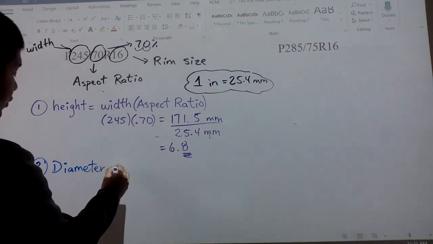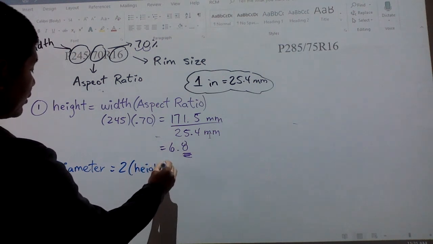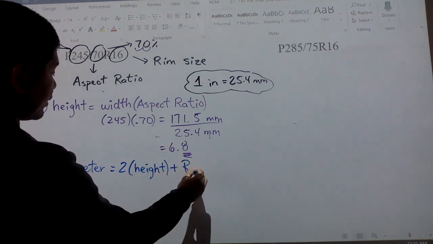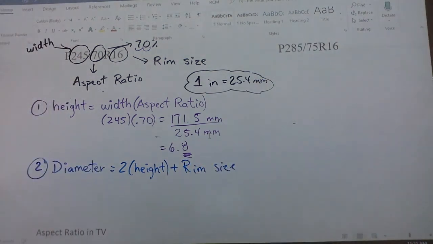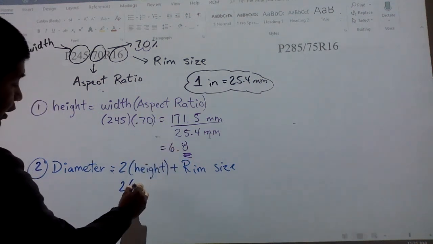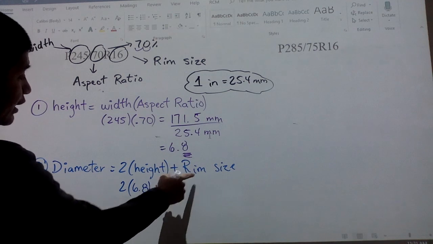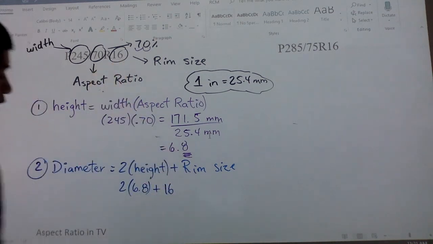Diameter equals 2 times the height plus rim size. 2 times the height, which I just found over here, 6.8, plus rim size, taken from the information on the top, 16. Put it in the calculator and it should give me my answer. My answer is a total of 29.6.